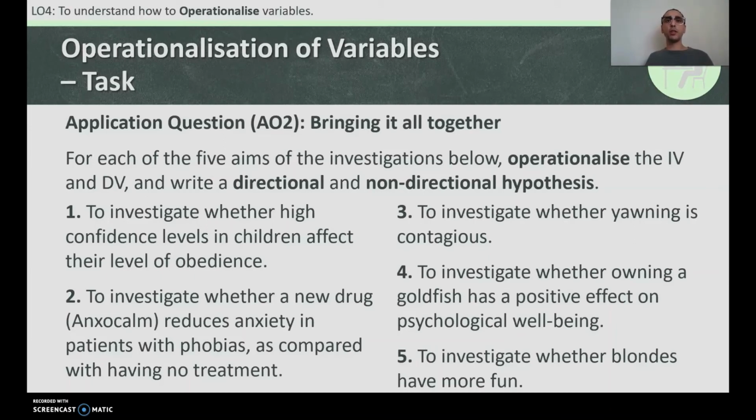And if we were to write a directional or non-directional hypothesis, a directional one would be: individuals with high levels of confidence will be less obedient, I would assume. Or a non-directional hypothesis would be: participants with high or low levels of confidence will have a difference in their level of obedience.